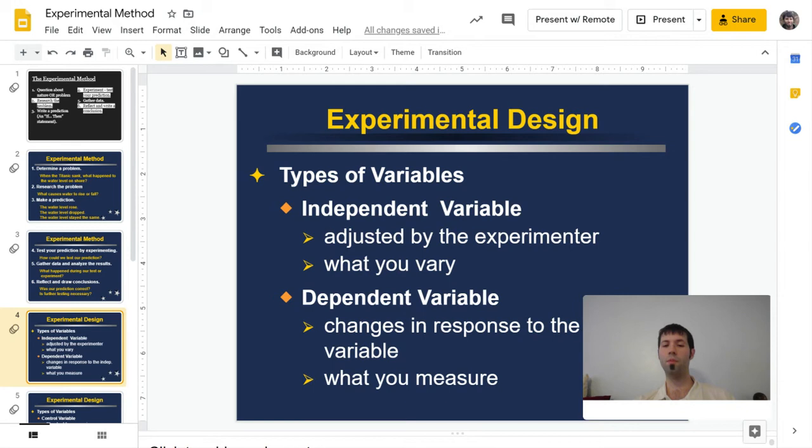So the independent variable is something that's suggested by the experimenter. It's what you can actually control. Dependent variable is something that changes in response to that independent variable, or is what you measure. And that what you measure is what really helps me identify a dependent variable. And I'm just talking personally.